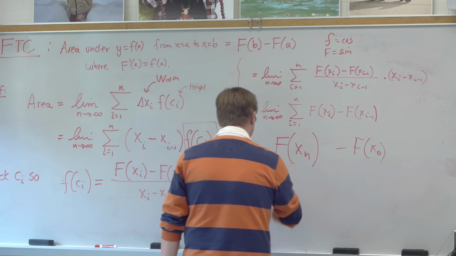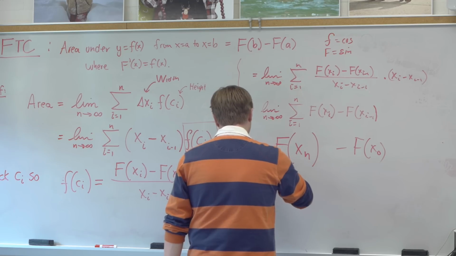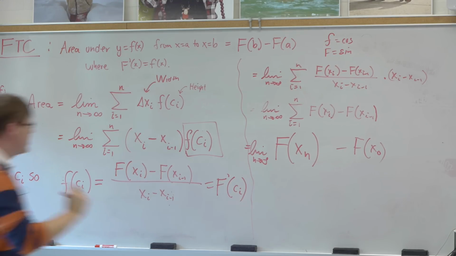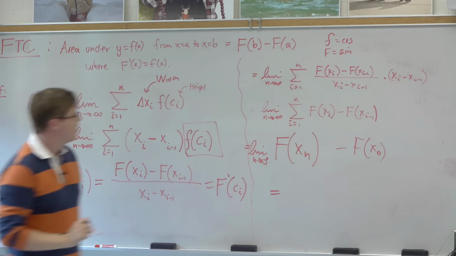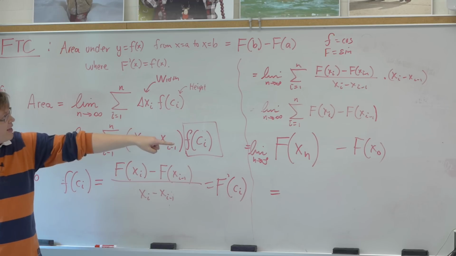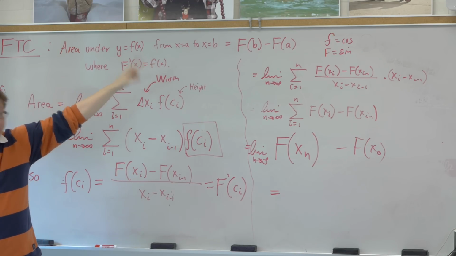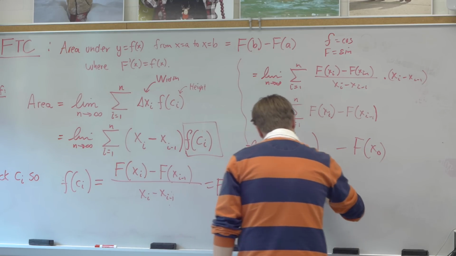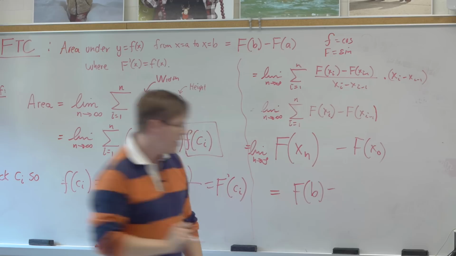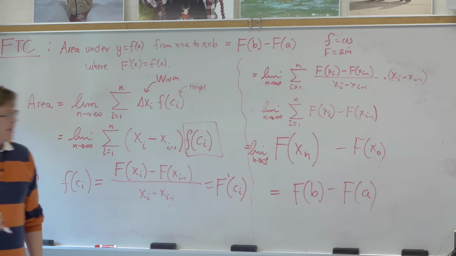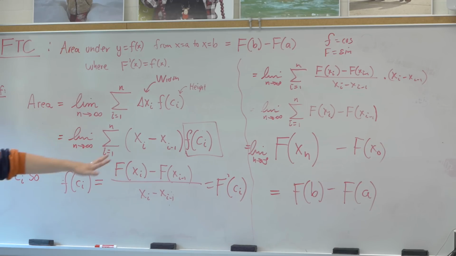Well, actually, technically, it's still a limit. Okay, I left off the limit. It's still a limit. But now, what is x of n for this problem if I'm integrating from a to b? B. X of n is b. What's x0? A. As I take the limit as n goes to infinity, do a and b change? No, the endpoints are still the endpoints.